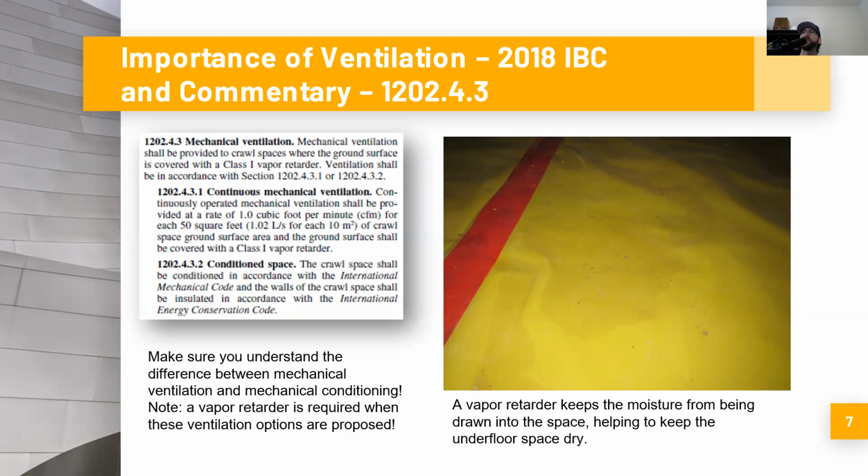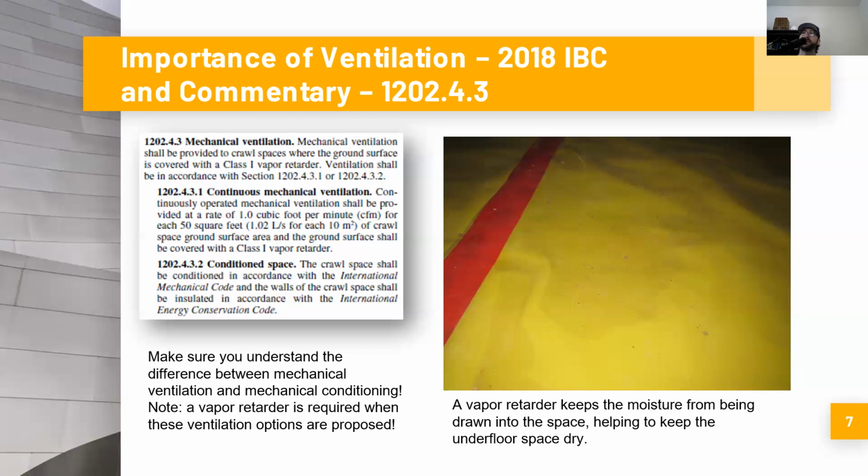versus conditioning the space. If you condition the space, you'll note that this code provision requires the walls of the crawl space to be insulated in accordance with the Energy Conservation Code. And the reason why that's the case is again, because now you're treating the crawl space as part of the conditioned interior area of the building. And so then to the same degree that you would insulate your exterior walls in any given building, now you have to insulate the exterior walls of the crawl space because you're conditioning that space. So very important to know if you are proposing or designing a mechanical conditioning ventilation system for the crawl space, make sure you insulate those walls.